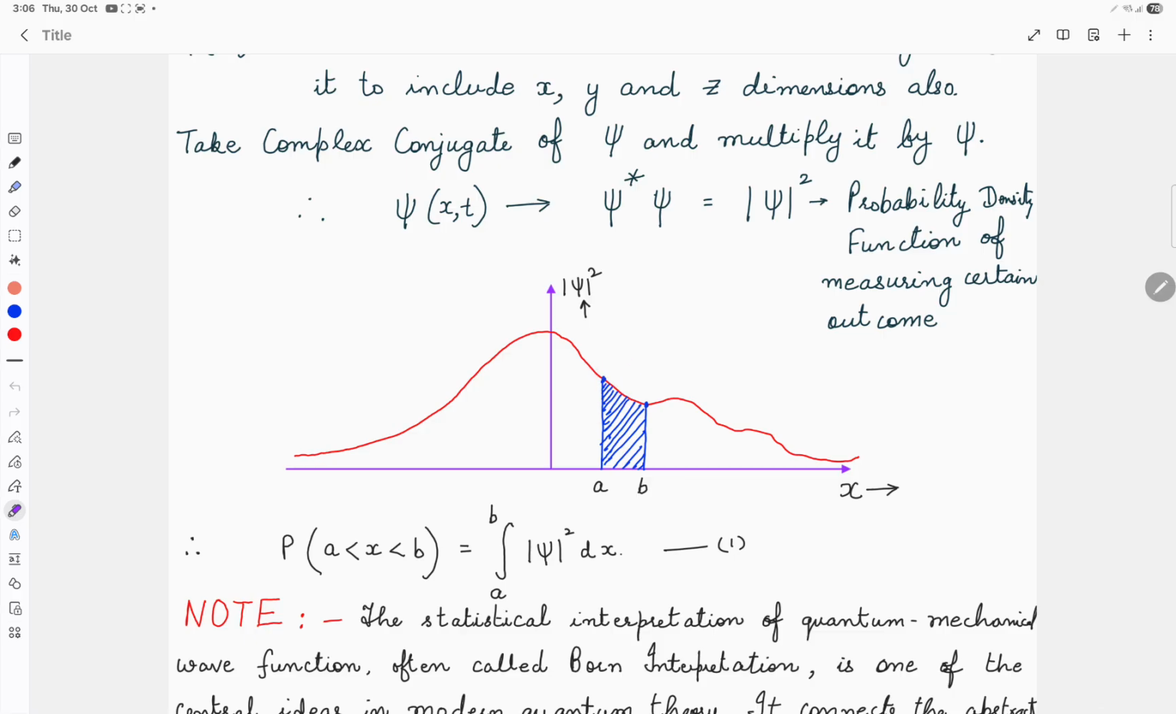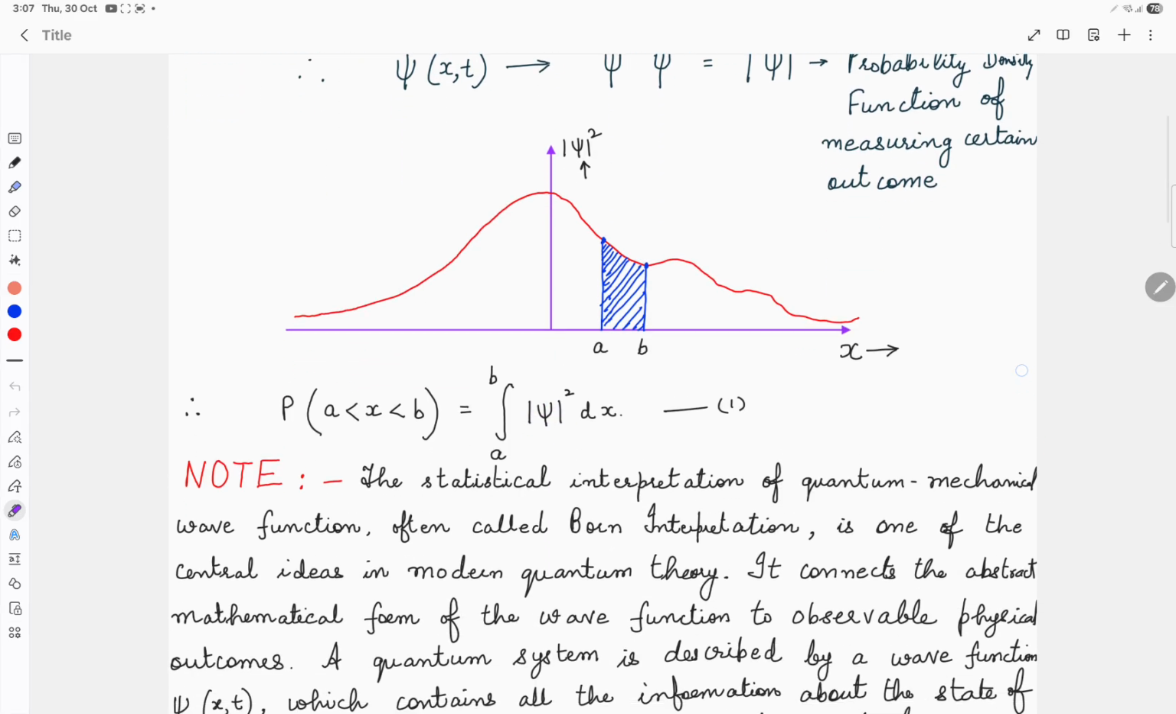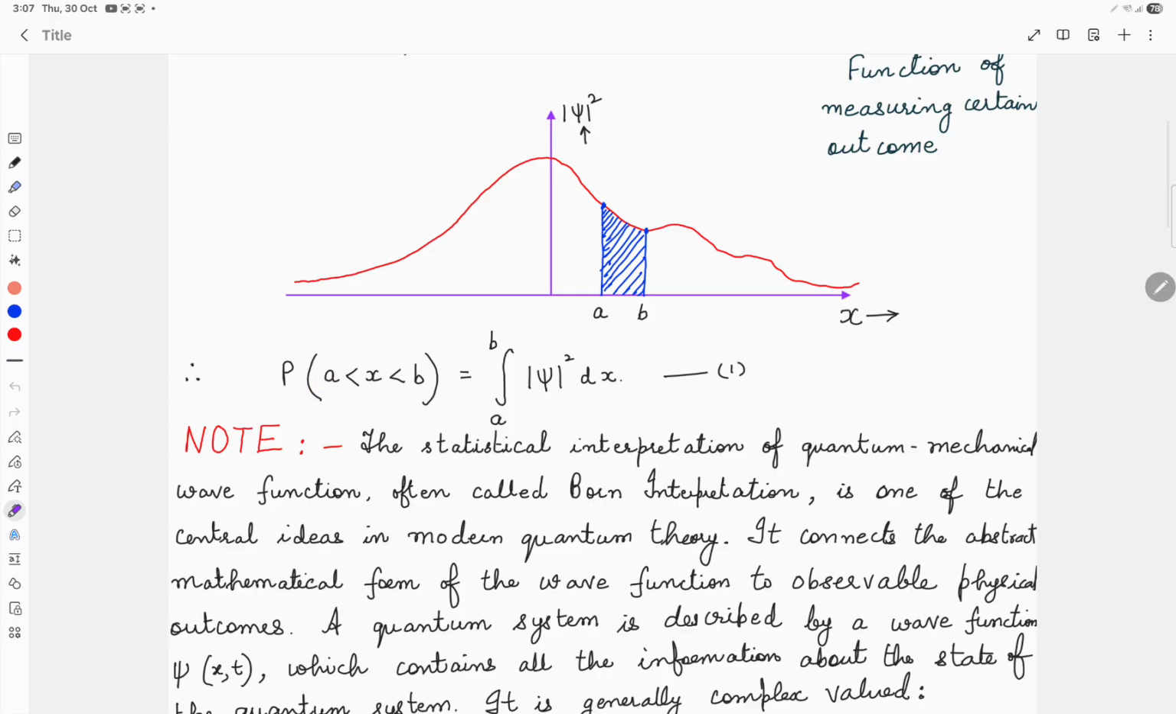Now, let us say the particle can lie from A to B. It can be expressed as the area under the curve. That means the probability that x lies between A and B will be given by the integration from A to B of this quantity, the square magnitude of the wave function. That means this gives me the probability of the particle being from position A to position B. That means the area under the curve gives me the probability.